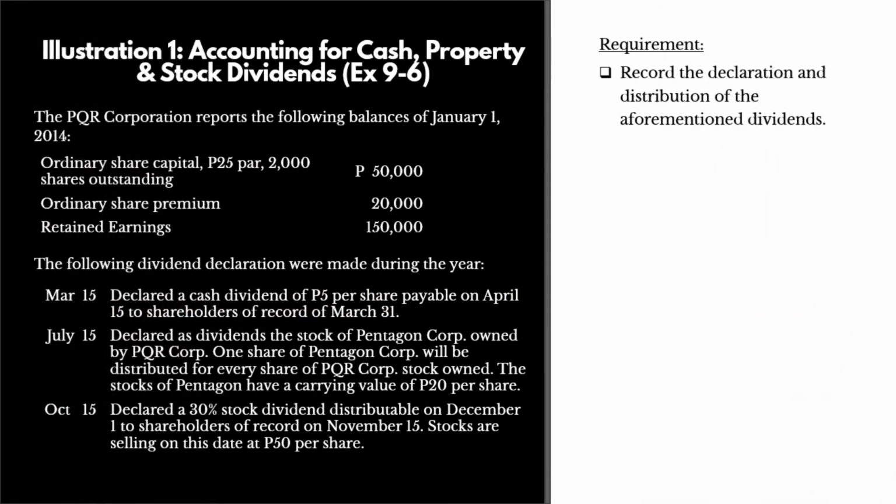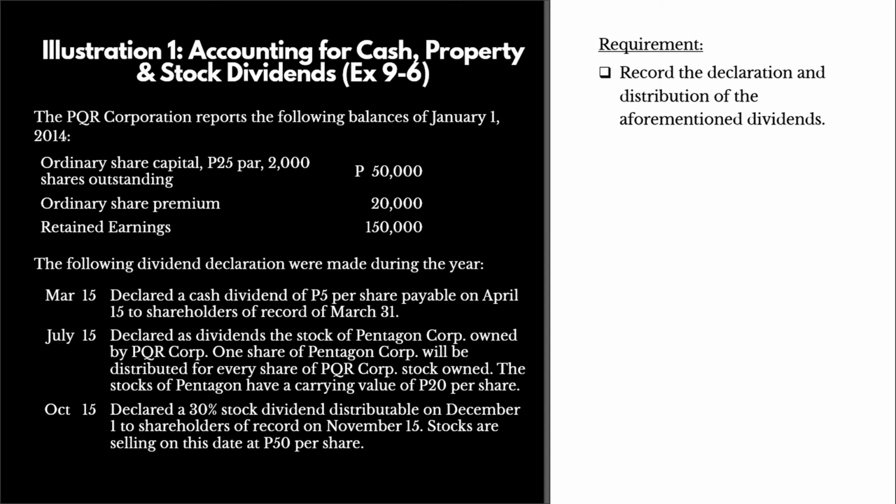Alright, it's time for our first illustration, which is about accounting for cash, property, and stock dividends. This is also exercise 9-6 of your book. So allow me to read the problem. The PQR Corporation reports the following balances as of January 1, 2014. We have ordinary share capital 25 pesos par, 2,000 shares outstanding for a total par value of 50,000. We have ordinary share premium at 20,000 and retained earnings at 150,000 pesos.